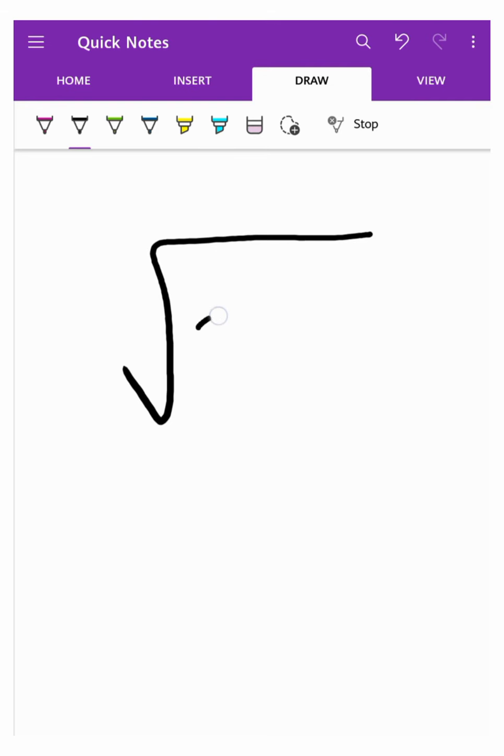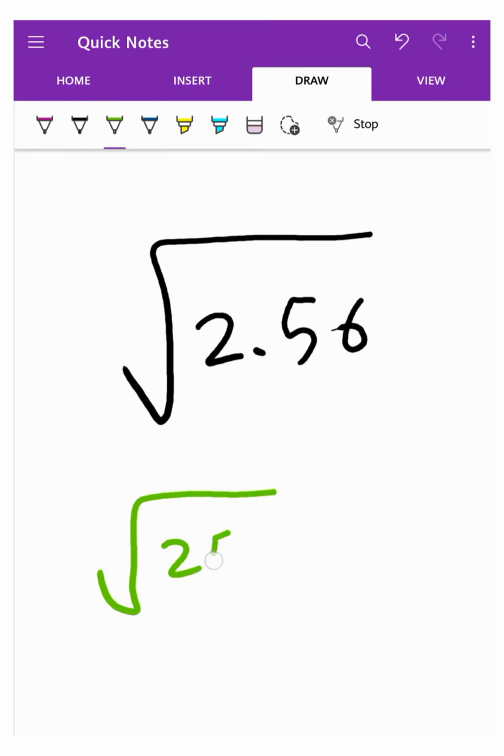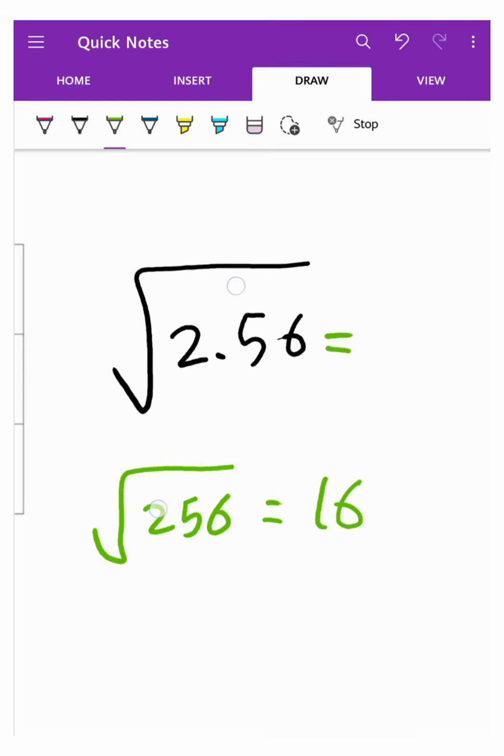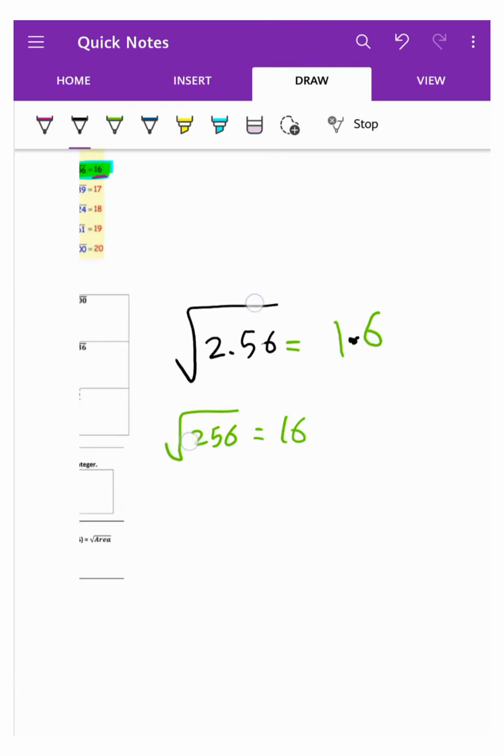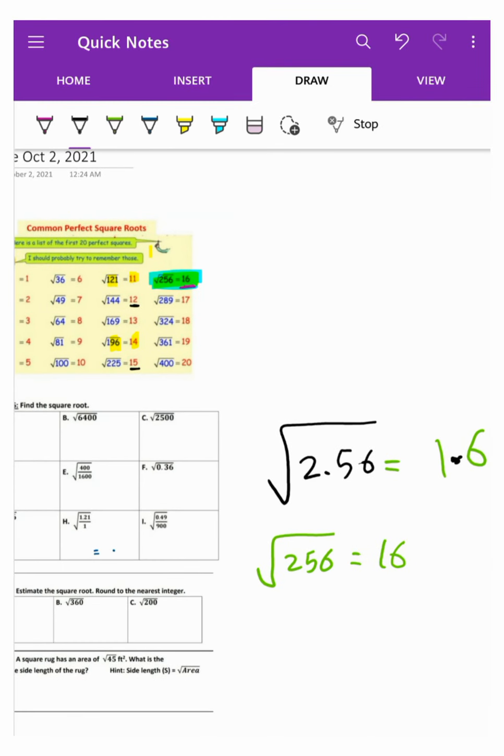Another example, square root of 2.56. You know that 256 comes from 16 multiplied by 16, so directly write here 16 and put the final touch, the decimal point between the 1 and the 6. Okay, my dear student, let me check. Yes, it is coming from 16.